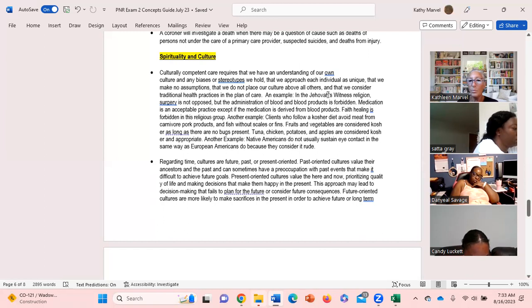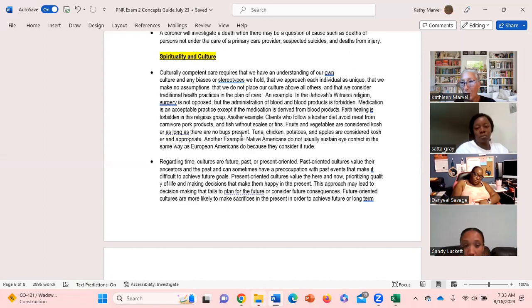Some examples. You have your Jehovah's Witnesses, right? Let's say they have to have surgery. Well, we have to understand with them, and this is just an example, that they don't get blood products. It's forbidden in their culture. Clients that eat a kosher diet, right? That means they can't have pork.